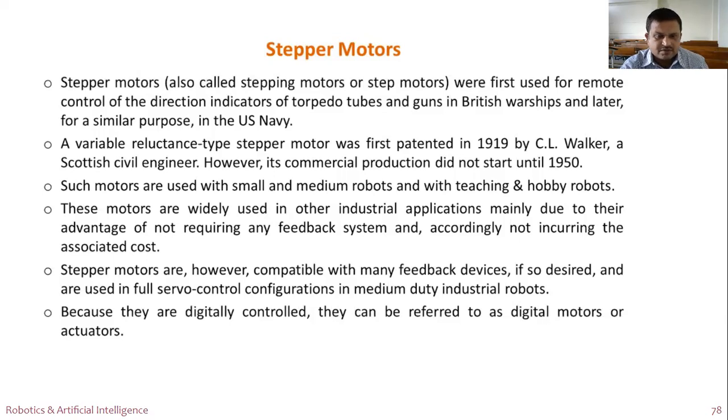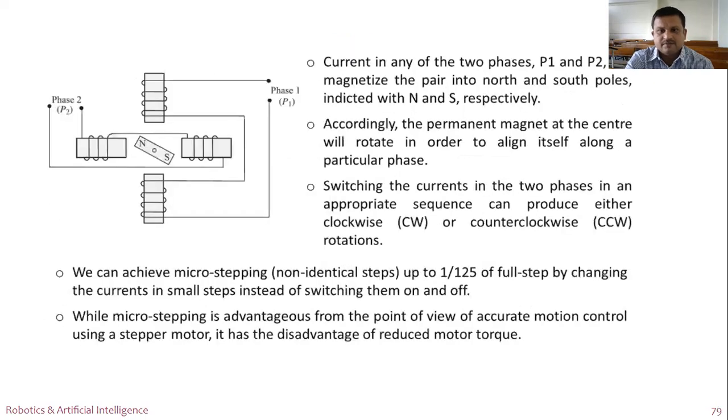Such motors are used with small and medium robots and with teaching and hobby robots. These motors are widely used in other industrial applications, mainly due to their advantage of not requiring any feedback system and accordingly not incurring the associated cost. Stepper motors are, however, compatible with many feedback devices if so desired, and are used in full servo control configurations in medium duty industrial robots. Because they are digitally controlled, they can be referred to as digital motors or actuators.